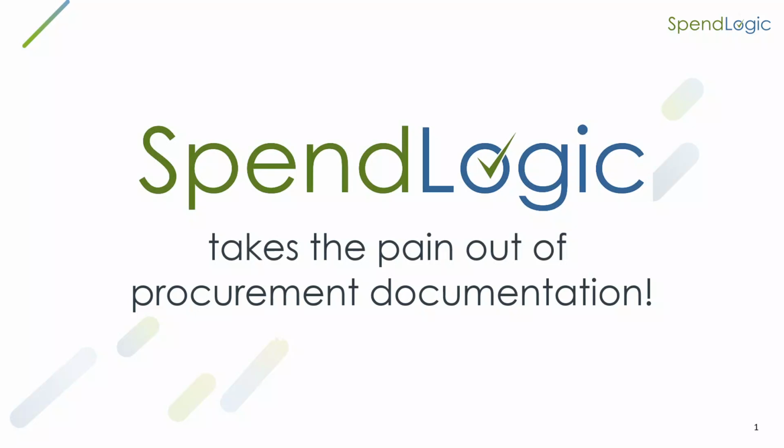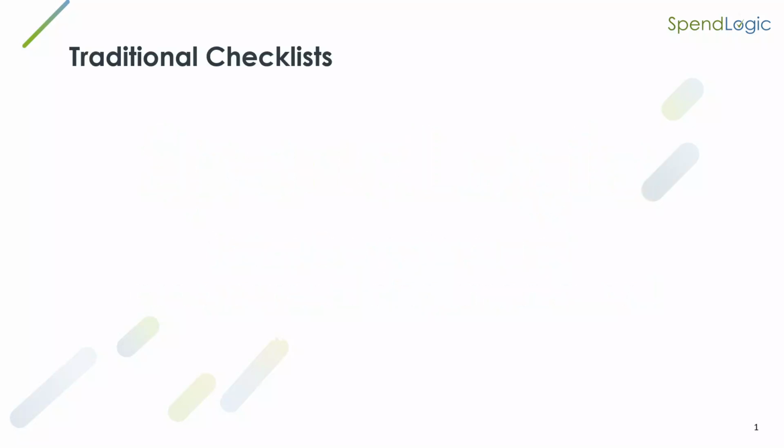SpendLogic takes the pain out of procurement documentation by automating and simplifying day-to-day tasks for government contractors. When you need a new purchase order, companies that don't use SpendLogic typically have a manual checklist in Word, Excel, or a PDF. From the very start, there are a multitude of inefficient practices happening here.